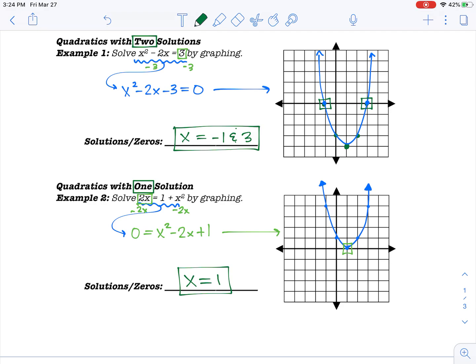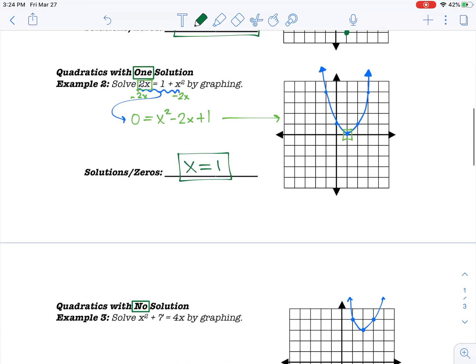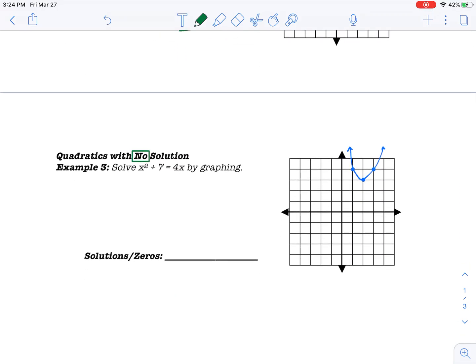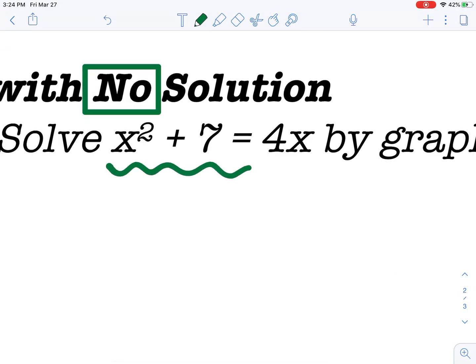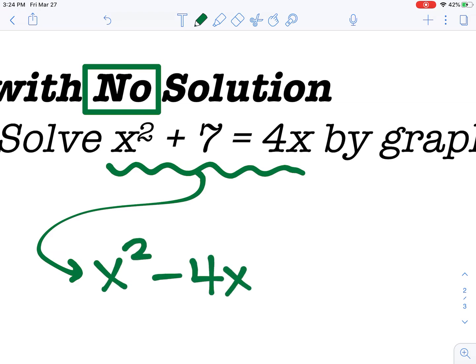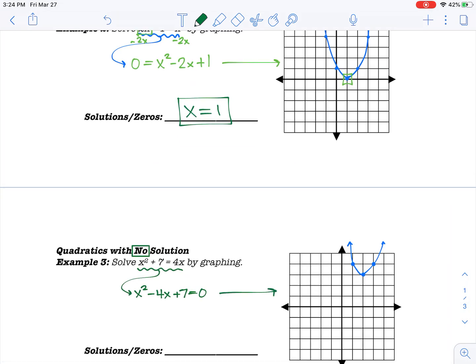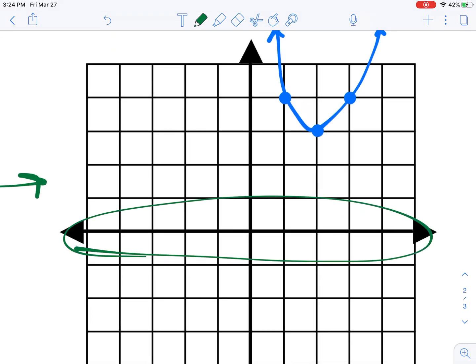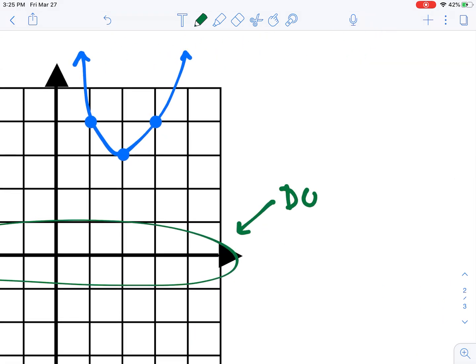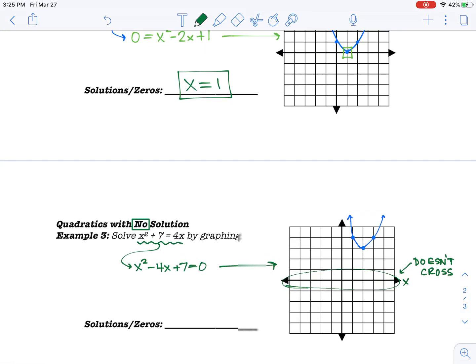So you could have two solutions. You could have one solution, which begs the question, is it possible to not get a solution? So it is possible to have a graph that doesn't cross at all. So if you wanted, again, to test this out and do your own graphing, step 1 is to put this into standard form. Once you have it graphed, if you realize that it never crosses, then your answer is no real solution.